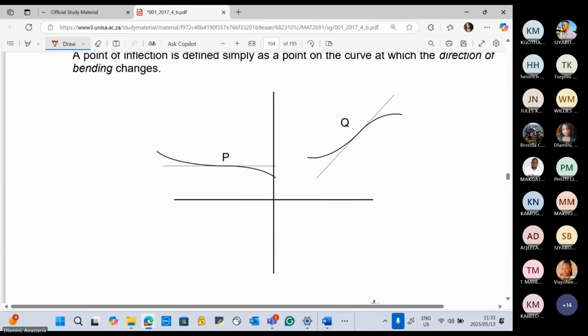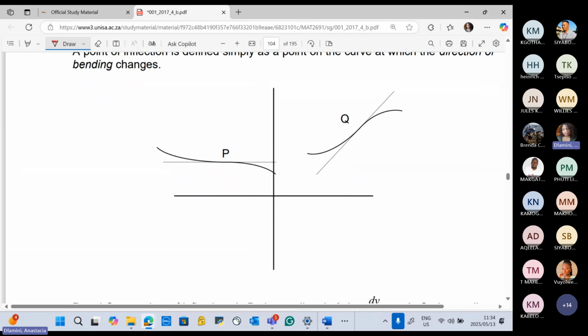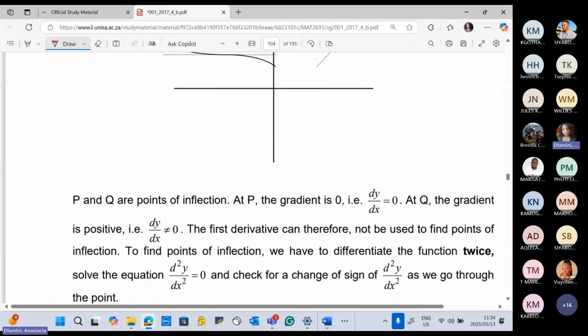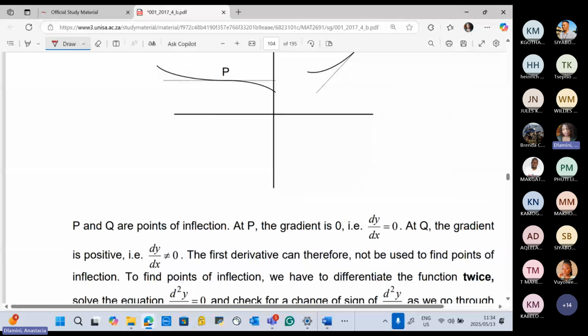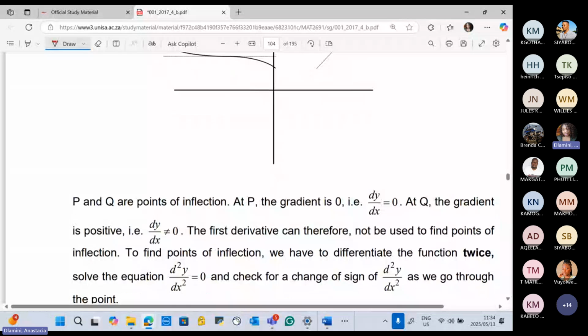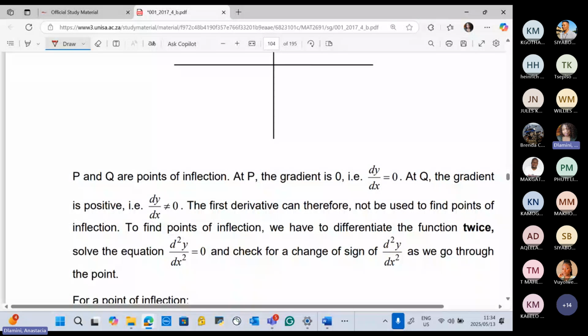No. So you can't use the first derivative to determine the point of inflection. Why? Because at P, the gradient is 0, the first derivative is 0. At Q, the first derivative is not 0. The gradient of the tangent line, this dotted line that touches the curve once, is 0 at P. At Q, the gradient is positive, that is dy/dx is not equal to 0. The first derivative can therefore not be used to find the point of inflection.